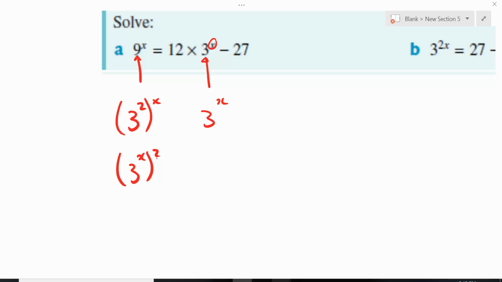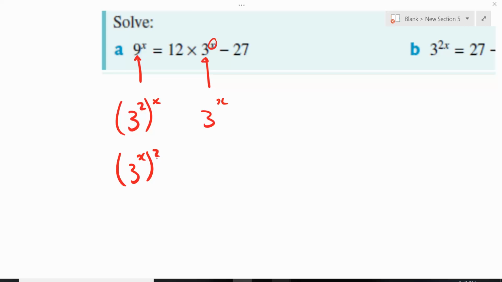I did 3 to the power of 2, all to the power of x. Why is that the same as 3 to the power of x, all to the power of 2? Someone explain to me. Well, whether you multiply one side or the other, either way the answer will still be the same.